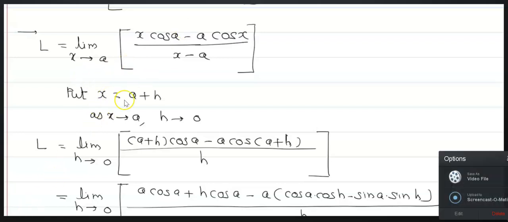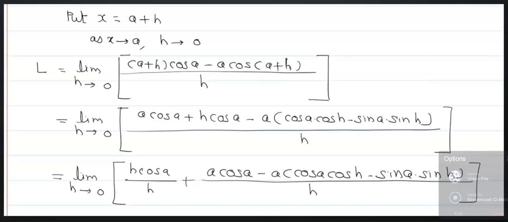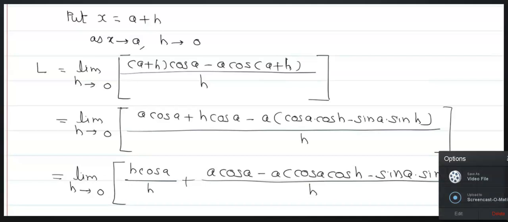Put x equals a plus h; as x tends to a, h tends to 0. Limit h tends to 0 of (a plus h) cos a minus a cos(a plus h), upon h. Now multiplying, we get a cos a plus h cos a minus a cos(a plus h), which is cos a cos h minus sin a sin h, upon h. Split it up. Then what will you get?